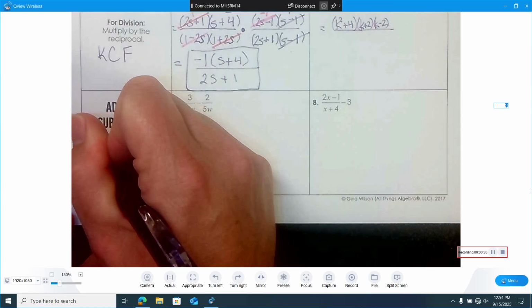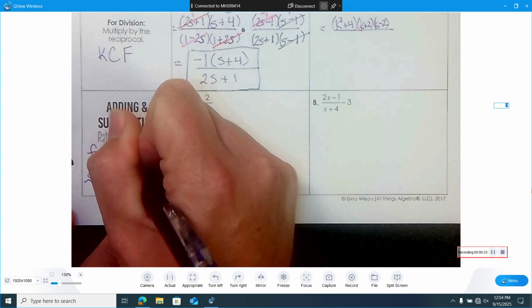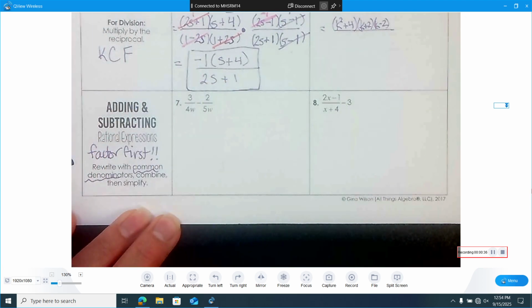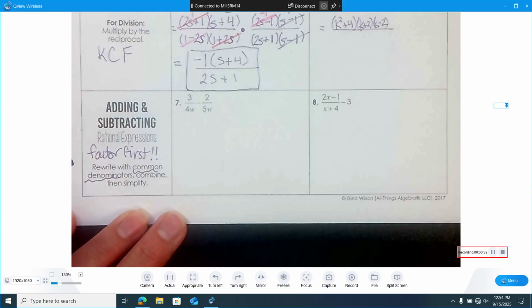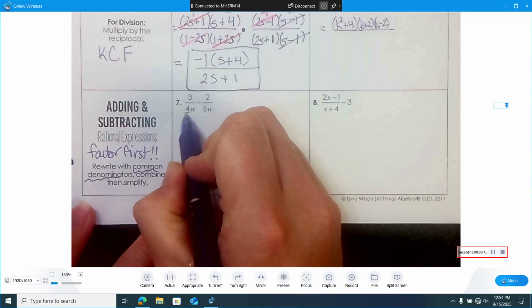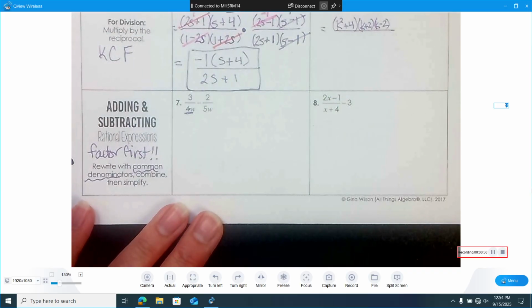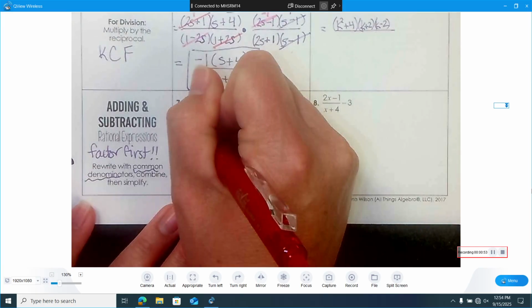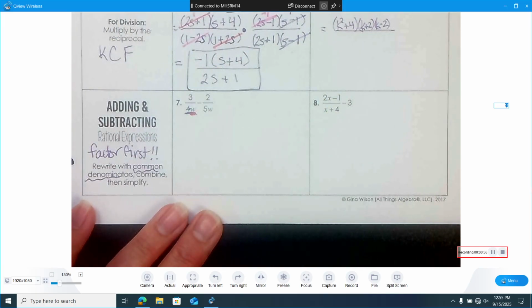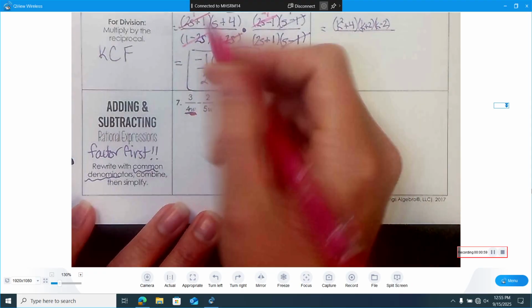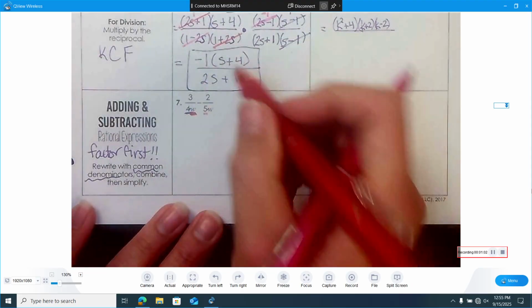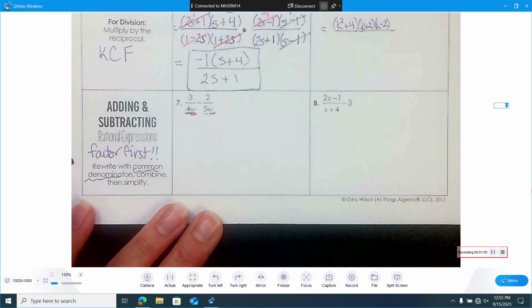That is very, very important. And I want to just always say, factor first. All right, factor first. I love alliteration. It is my very, very most favorite thing here. Here, number 7, these are actually 4W and 5W. This is like 4 times W, and we have 5 times W. They are technically already factored, okay? That's kind of like 4 times 7 and 5 times 7, okay?